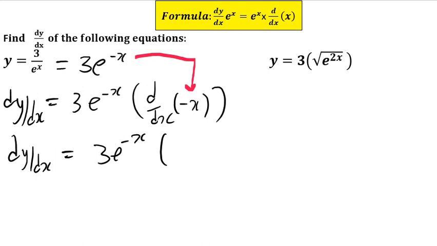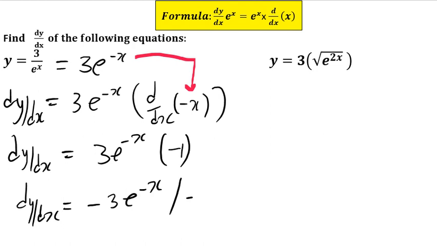okay, let's see, when you differentiate this, I can tell you now, when you differentiate x, you're going to get a negative 1 for this one. Okay, so therefore your dy over dx will be equal to negative 3e to the power minus x, or you can write it as minus 3 all over e to the power x.